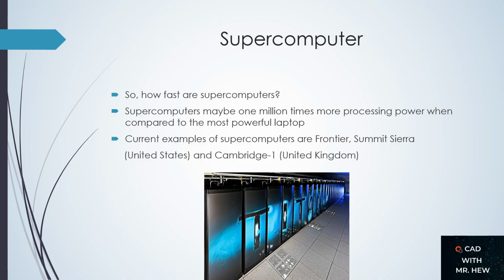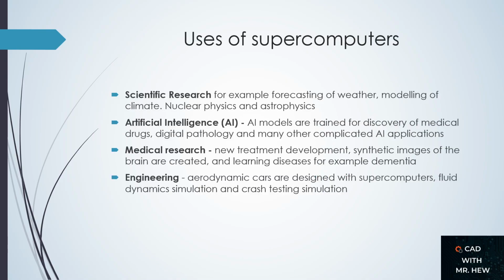We're still looking at the supercomputer. So how fast are supercomputers? Supercomputers may have 1 million times more processing power when compared to the most powerful laptop. Current examples of supercomputers are Frontier, Summit, Sierra, that is in the United States, and Cambridge One in the United Kingdom.